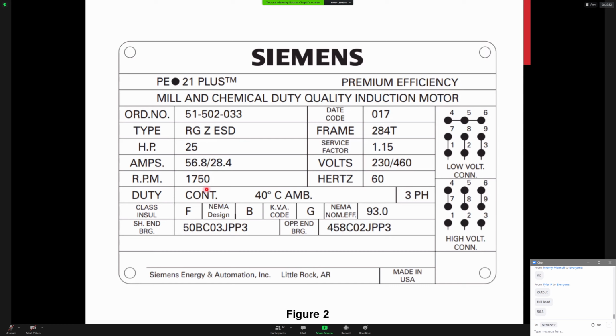Can anyone tell me how many poles does this motor have? We have a rated speed of 1750 RPM. All induction motors work on the principle of slip. That means that there must be a difference in rotational speed between our magnetic field and our actual rotor.